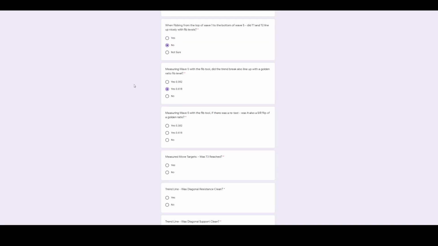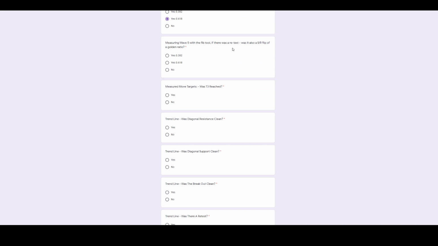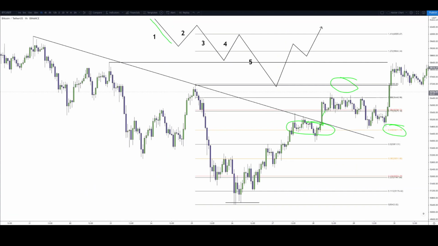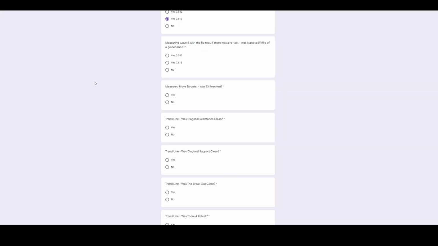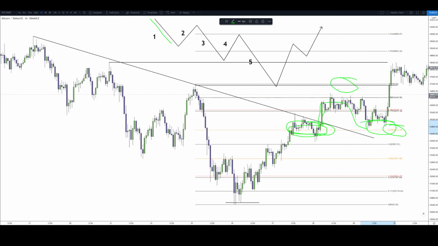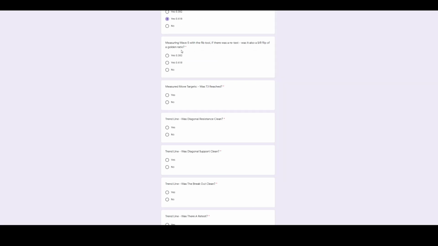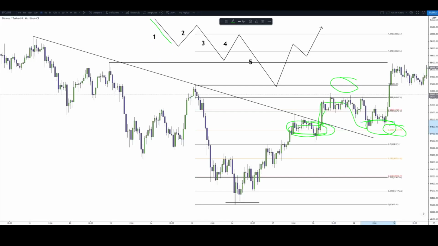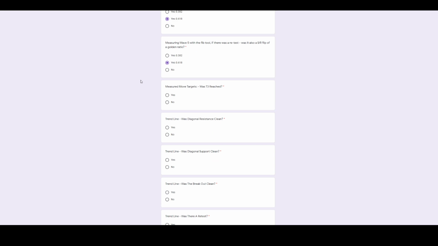Yes, 618. Measuring wave 5 with the fib tool, if there was a retest, was it also an SR flip of a golden ratio? Right. So it was an SR flip. Alright, so it was resistance at first, became support, then resistance, then support. So it flipped that level cleanly and then carried on. The retest is also retesting as well. So if there was a retest, which there was over here, which is what we want, was it also the SR level of golden ratio? So yes it was, and that was the 618.